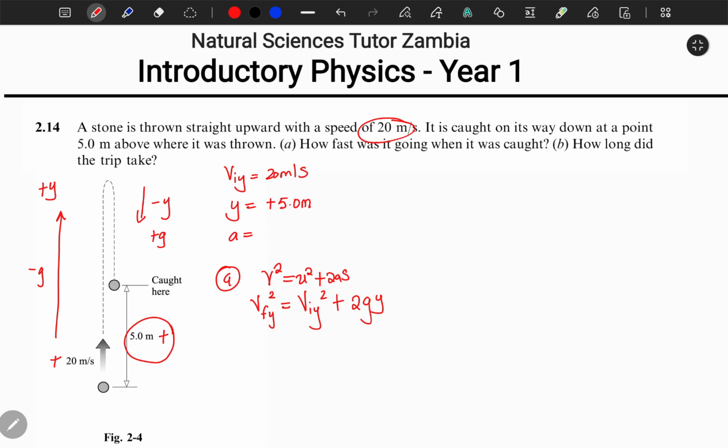We are looking for how fast. When we talk of how fast, it's actually velocity, so that's our final velocity. Our initial is 20, so you square it, plus 2. Remember when it was going like this, it is negative. They are saying how fast was it moving when it was caught. When it was caught, it was moving up, then coming down. So our g will be 9.81 meters per second squared, and our value of y is 5 meters. So we are taking all the way up to that particular point.